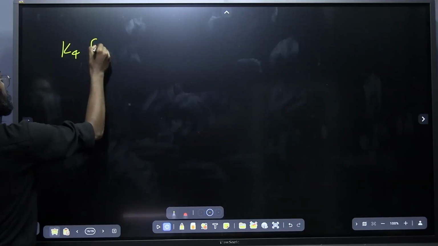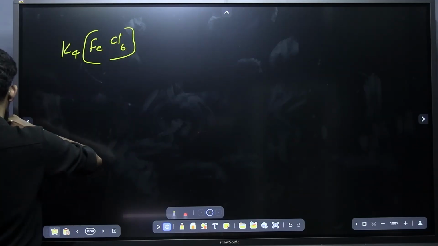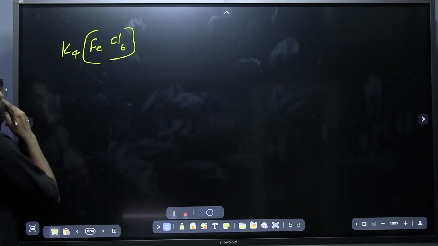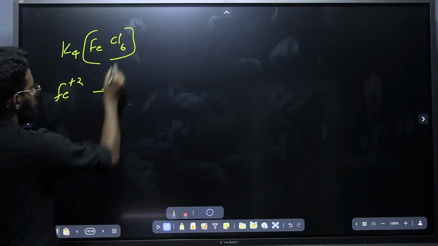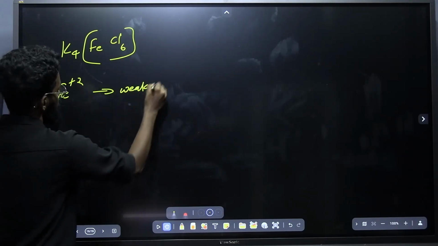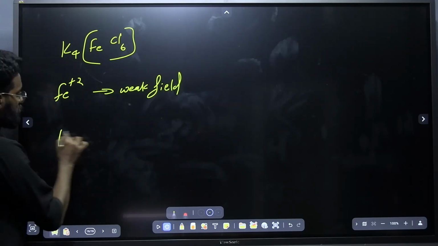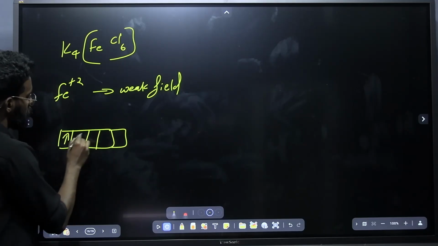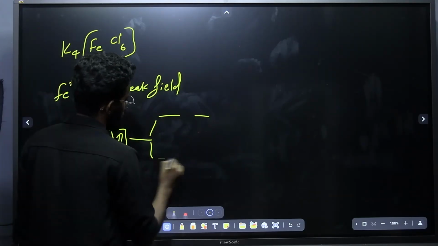K4[FeCl6]. K4[FeCl6]. Find out the CFSE value and magnetic moment. Here also Fe is in +2 oxidation state, and we know that chlorine is a weak field ligand. As it is a weak field ligand, initially it is having 1, 2, 3, 4, 5, 6. And how is the arrangement of electrons?